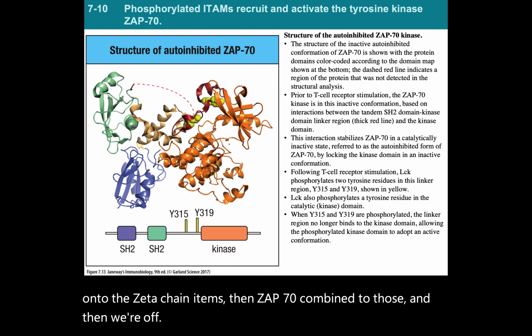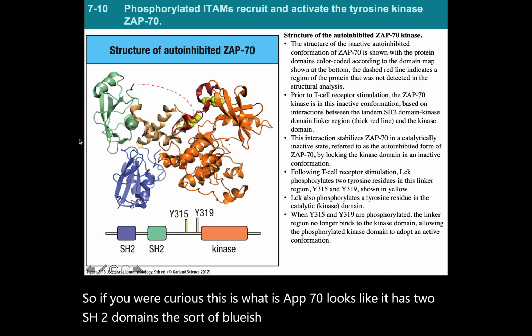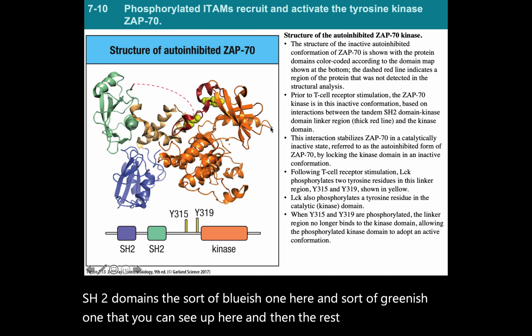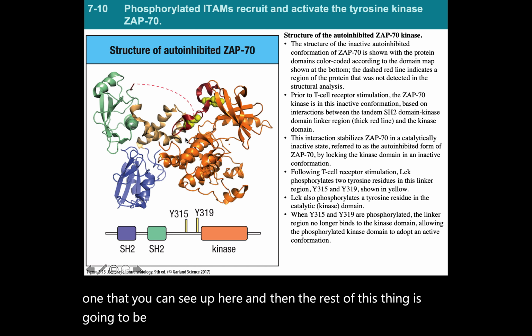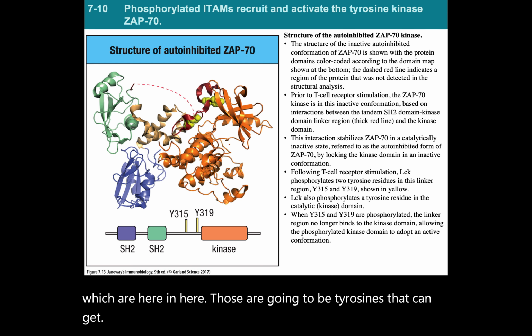So, if you were curious, this is what a ZAP70 looks like. It has 2 SH2 domains, the sort of bluish one here, and the sort of greenish one that you can see up here. And then the rest of this thing is going to be the kinase. Shown here, the 2 yellow dots, which are here and here. Those are going to be the tyrosines that can get phosphorylated.